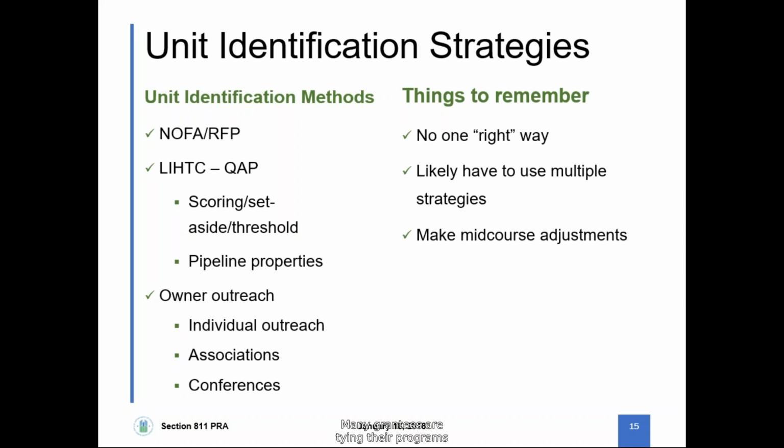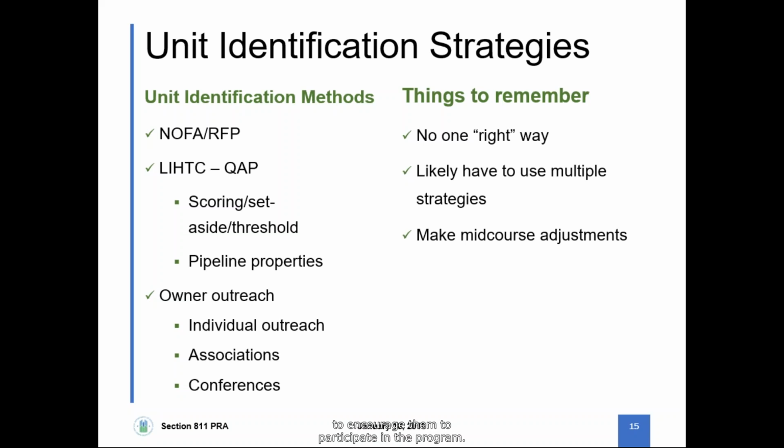Many grantees are tying their programs to the low-income housing tax credit program through offering points or set-asides or requiring a threshold for participating in the program with their property. In the housing tax credit application, they may have to identify an existing property to bring into the program. Some grantees are also identifying pipeline properties, which means properties that are under construction and receive financing from previous housing tax credit awards.